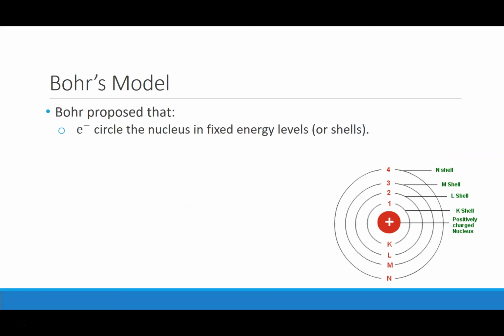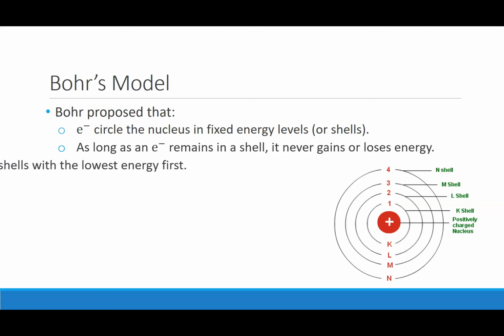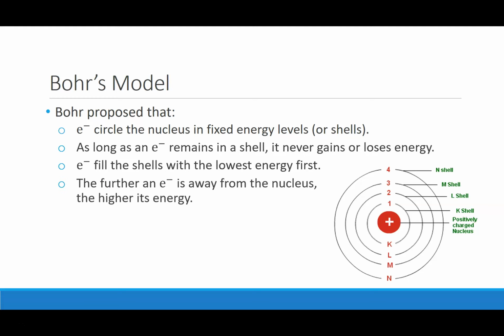We'll look at Bohr's model first. Niels Bohr proposed that electrons circle the nucleus in fixed energy levels, also known as shells. As long as an electron remains in a shell, it never gains or loses energy. Electrons fill the shells with the lowest energy first, and the further an electron is away from the nucleus, the higher its energy.